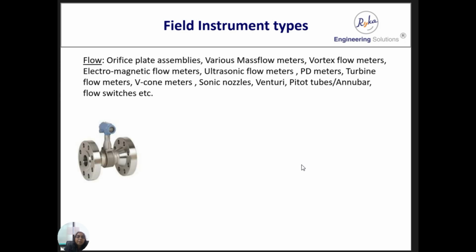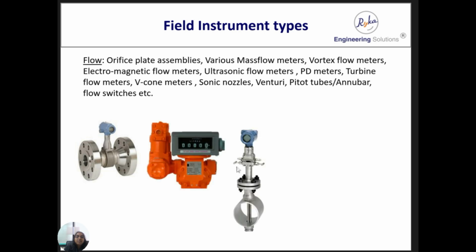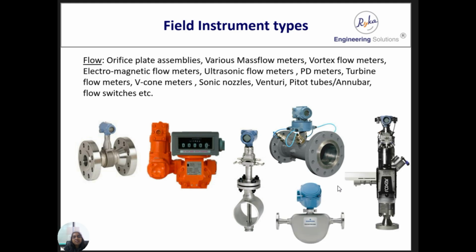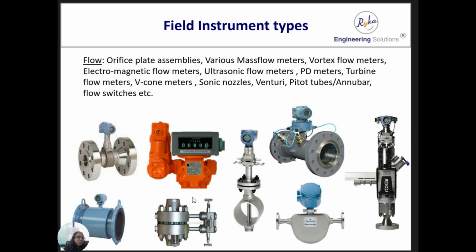Flow switches. So this is a typical vortex flow meter, then PD meter, averaging pitot tube is there, ultrasonic flow meter, mass flow meter, multi-phase type flow transmitter wherein oil, water and gas flow rates are measured, magnetic flow meter, and orifice plate assemblies.